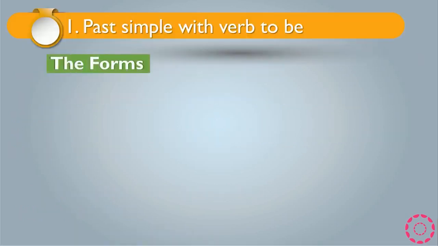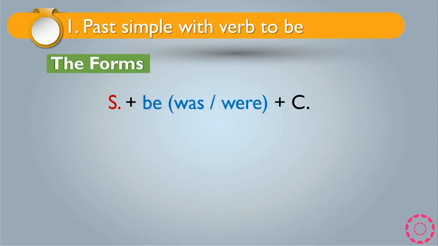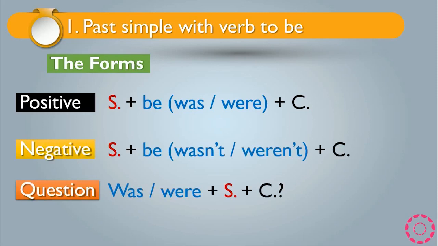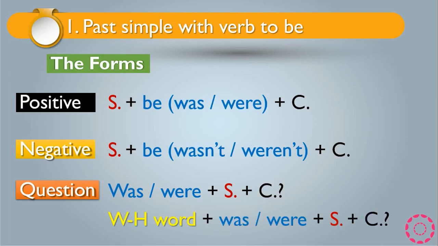We have the forms. The first form is positive: subject plus verb to be, which is was or were, plus complement. For negative, subject plus wasn't or weren't plus complement. For question, was or were at the beginning plus subject plus complement, followed by a question mark. We have a WH question like when, who, how, why, how long, how many, plus was or were plus subject plus complement, followed by a question mark.